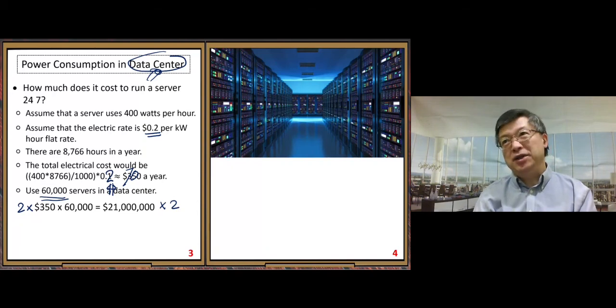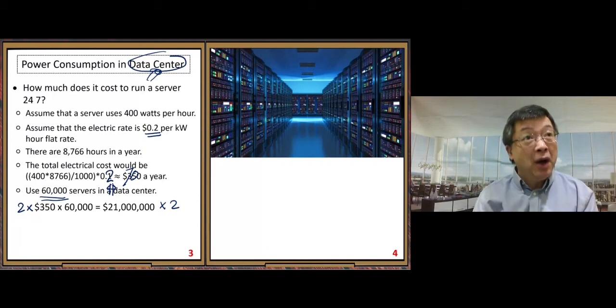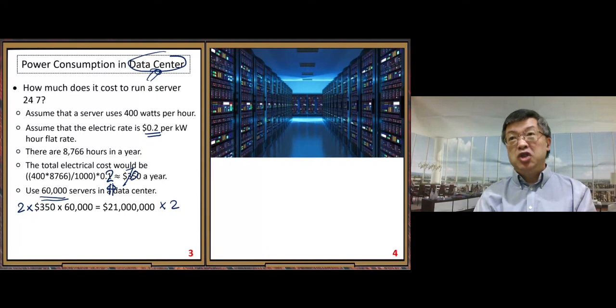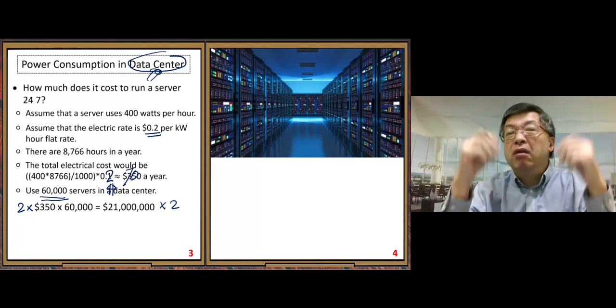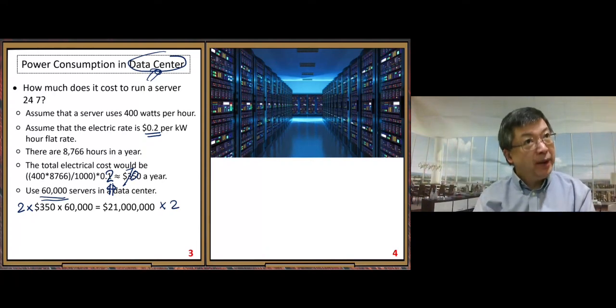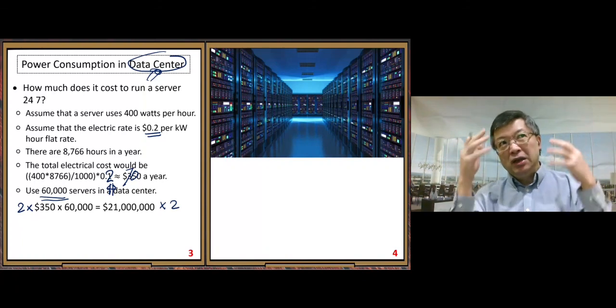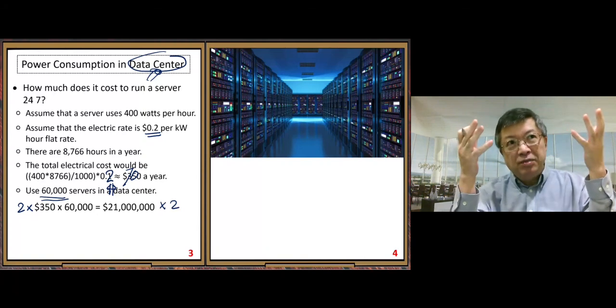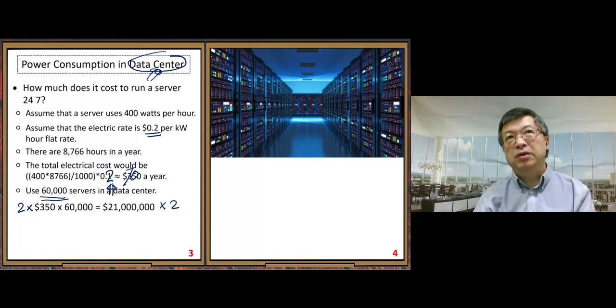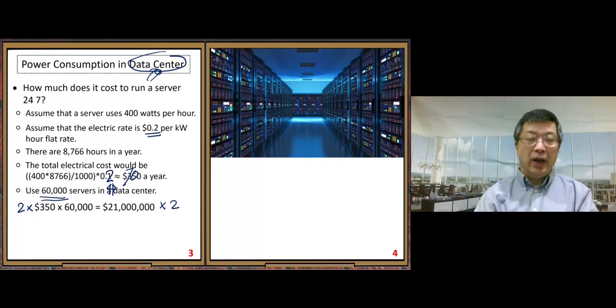How big is that? $42 million just for the electricity bill. Is that pretty big? You can imagine that. That's why I want to give you some concept in your mind: how big is that number for a typical data center electricity bill?